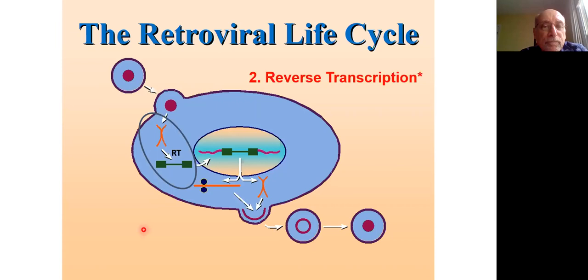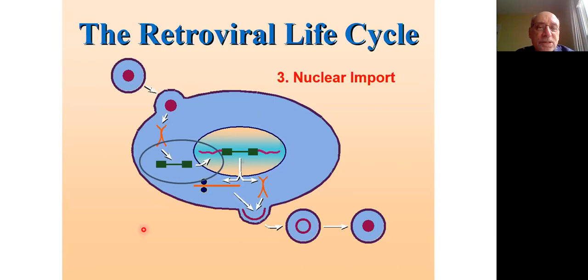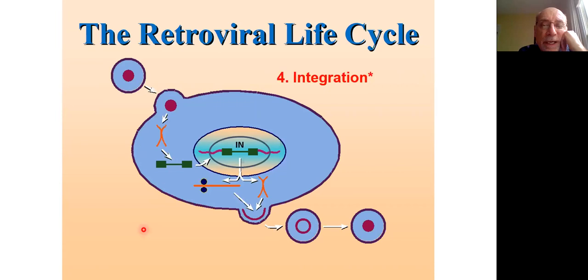That DNA copy makes its way into the nucleus of the new host cell by mechanisms that are still under very active investigation and differ very significantly from one retrovirus to another. When it's in the nucleus, that double-stranded DNA is then physically inserted into the chromosomal DNA of the host cell by the enzyme integrase, which is one more enzyme that was actually brought into the cell in the virus particle and has accompanied the DNA from the cytoplasm into the nucleus.